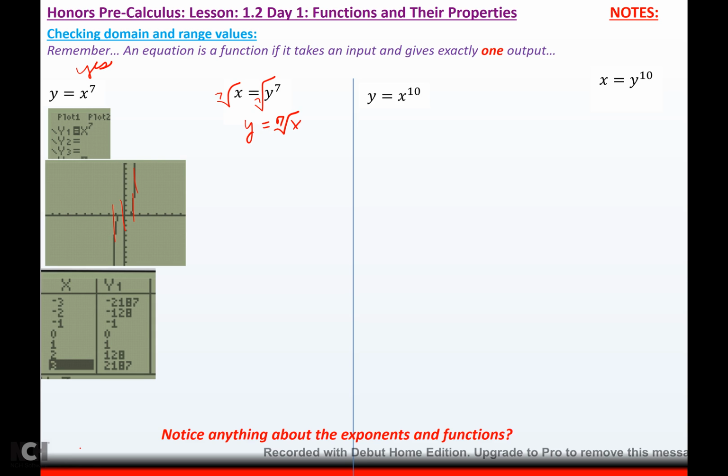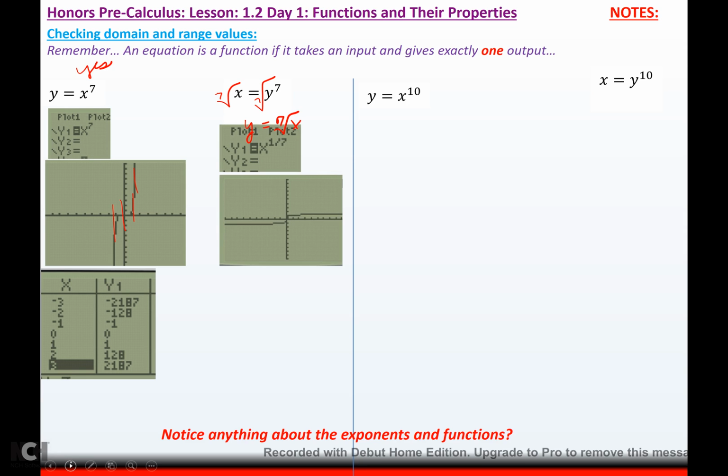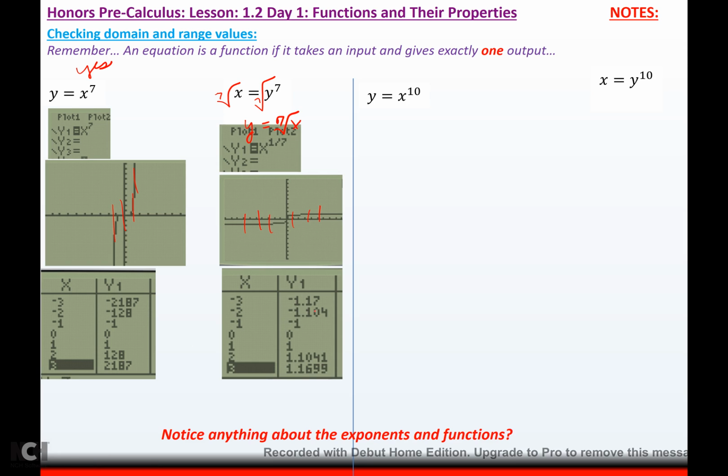So you can see that every input gives you exactly one output. These are all different. Okay, so if I type this one in, x to the 1/7, I get this, which yes, passes. And you can see on the table, all the y values are different. Okay, so, where are all the x values?